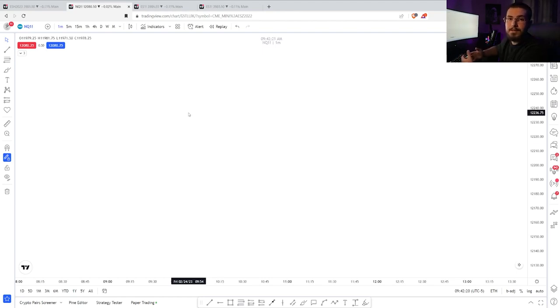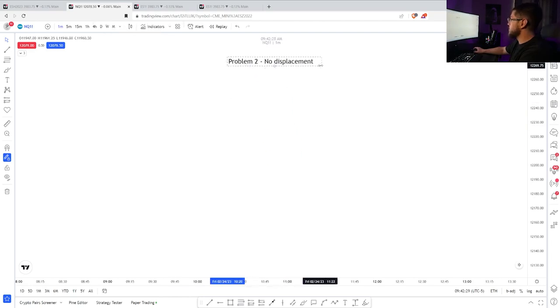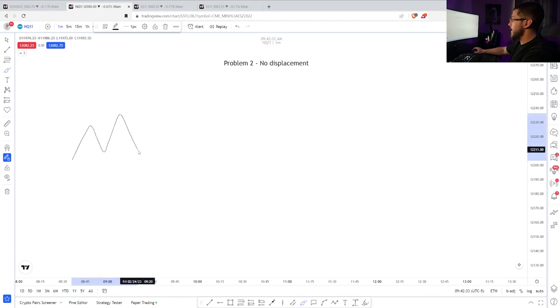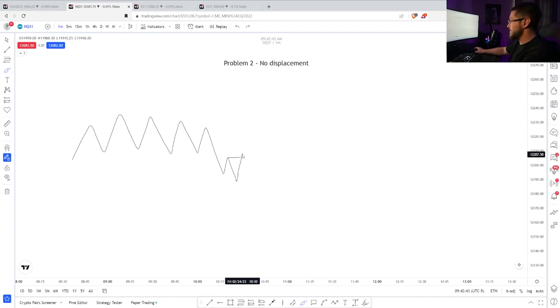What I'm going to teach you next is the most important part of any ICT strategy. And that leads us to our second problem, and that is no displacement. So if you're looking at the market and you have all of these highs and lows, and you're looking at every time the market makes one higher high and it barely comes above the market, and you're expecting the market to just catapult from there, you're going to be sadly mistaken, because if we don't have displacement, then why are we looking for the market to reverse?